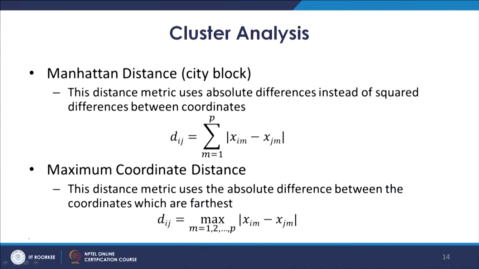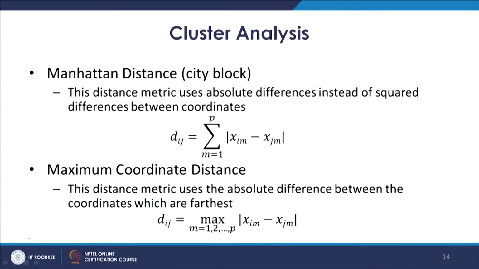This is reflected in the formula: you can see Dij equal to the maximum over m equals 1 to p of the absolute difference, xim minus xjm. So, we are just looking to identify the coordinates which have the maximum deviation, and that difference is taken as the distance. That is why the name also suggests the same, maximum coordinate distance. Sometimes this particular distance metric can also be useful, and we will see that in our discussion of cluster analysis in coming lectures as well.